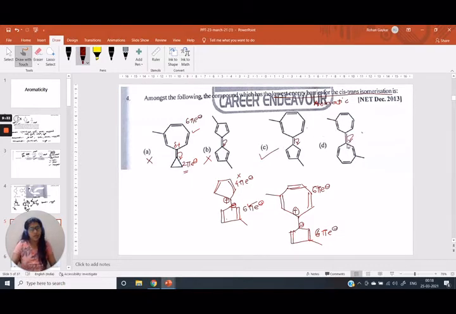Here, if I break the bond in this manner, a negative charge is generated here and a positive charge is generated here. Here how many electrons? This 2, this 2, this 2, this 2, that is 8 pi. How many pi bond electrons? 6 pi electrons plus this 2, total 8 pi electrons, that is 4n electrons. Therefore this system is anti-aromatic and the upper system is aromatic. Therefore, which option is correct? Option C is correct.